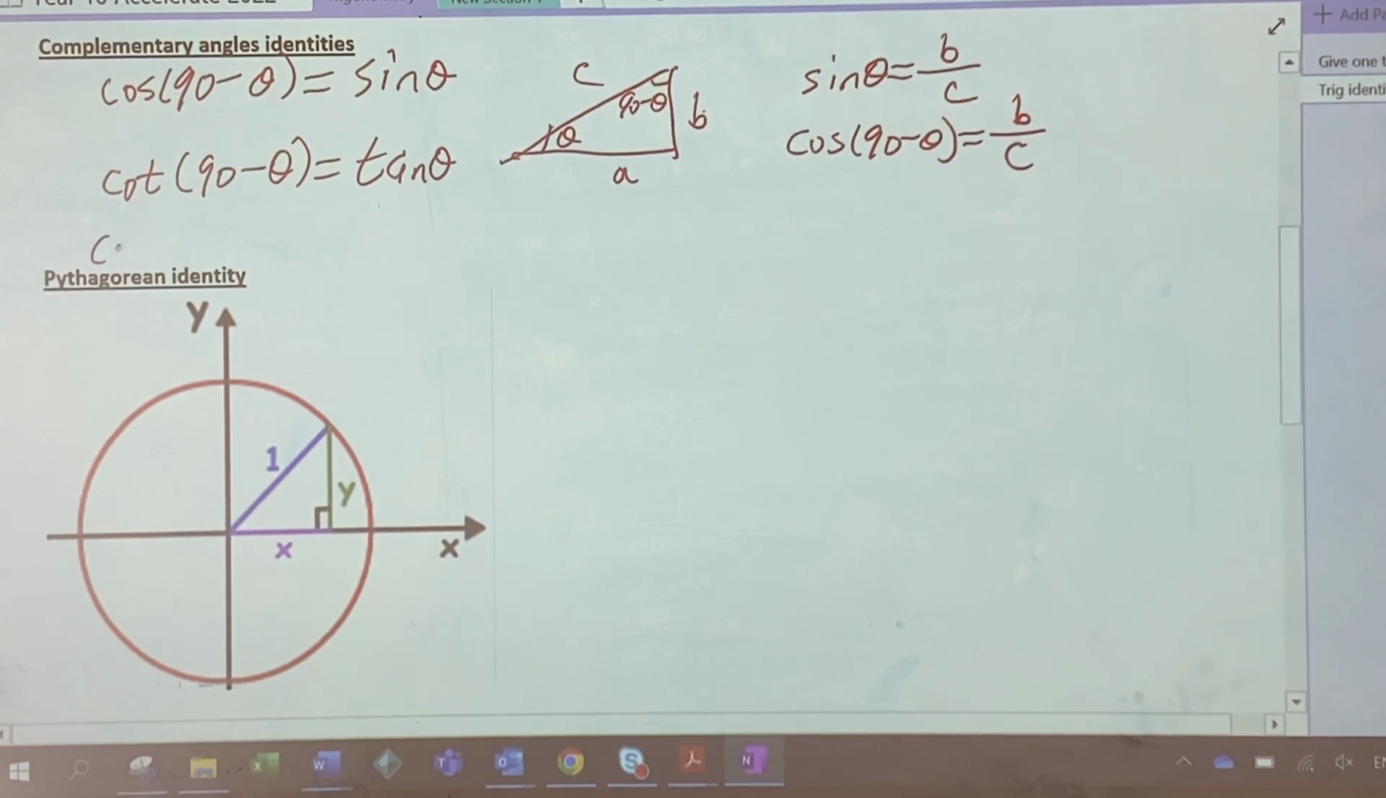Next one, cosec of 90 minus theta is sec theta. That's what we mean by complementary angle identity. So all of this hopefully is nothing really new. The new stuff, where I'm going to slow down now, is the Pythagorean identity.